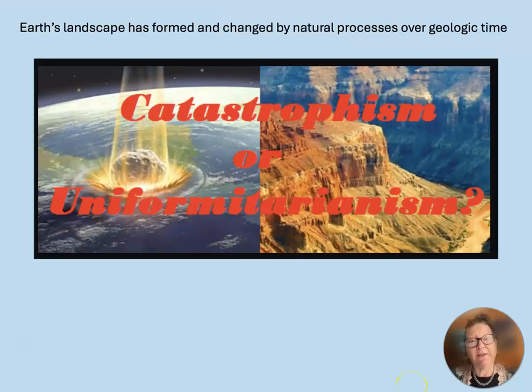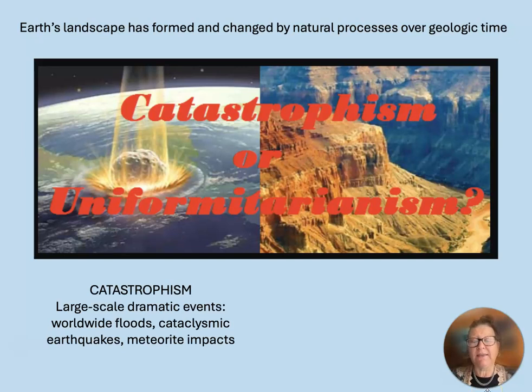Now you might think that all of this is pretty straightforward. Processes that are happening today are what happened in the geologic past. However, there's another idea that's a little bit different in terms of how the landscape on Earth has formed and changed over time, and that is called catastrophism. Catastrophism suggests that things in the past happened abruptly, large dramatic events. For example, worldwide floods that laid down all the rocks, or cataclysmic earthquakes that raised all of the mountains.